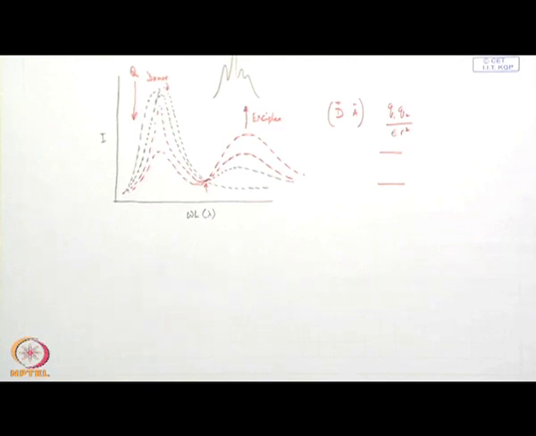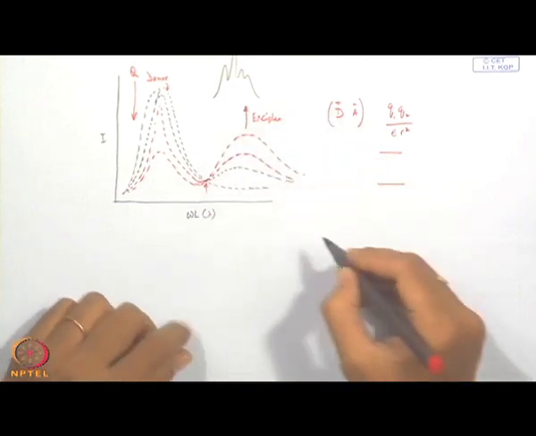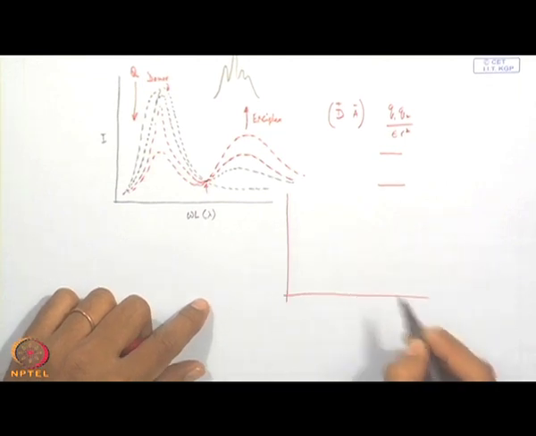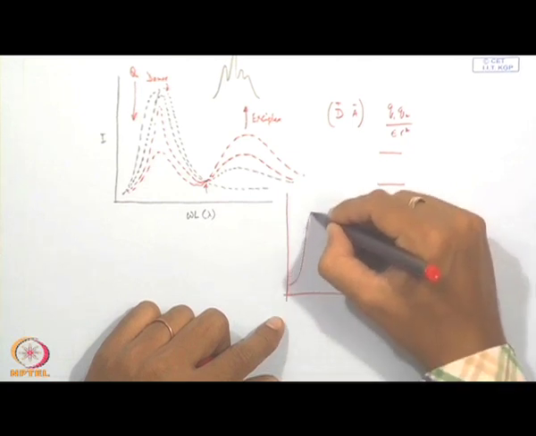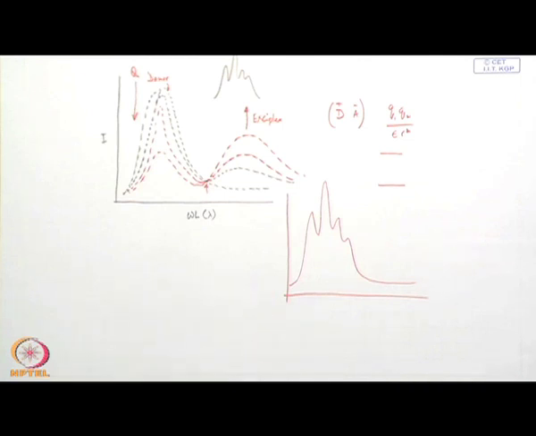Therefore, variation of polarity of the medium can be important in the diagnosis of an Exciplex or an Excimer. An Exciplex generally has a broadband emission. If you think of, say, pyrene Exciplex formation, I am just writing down the gross spectra, not to scale. So, it is like this.